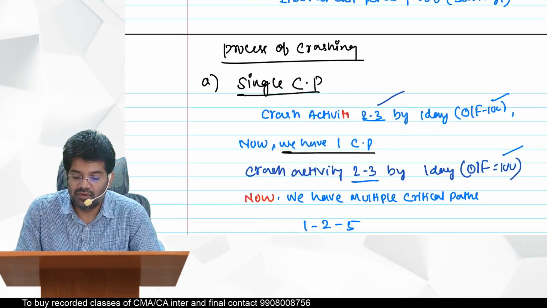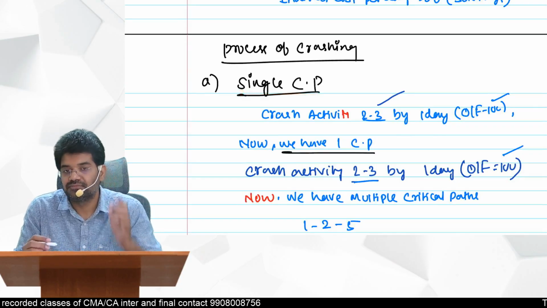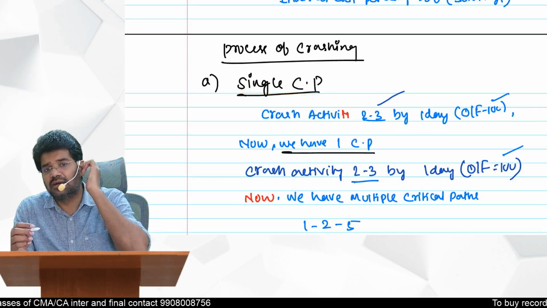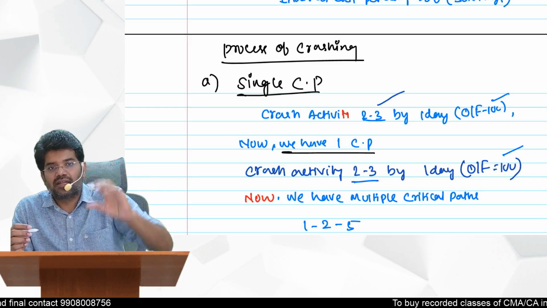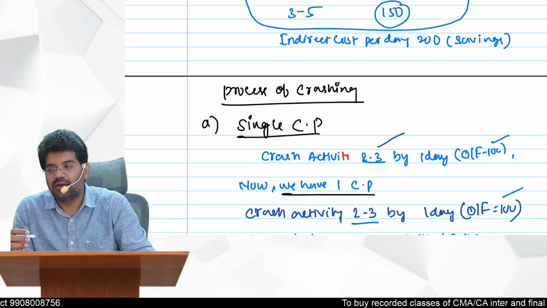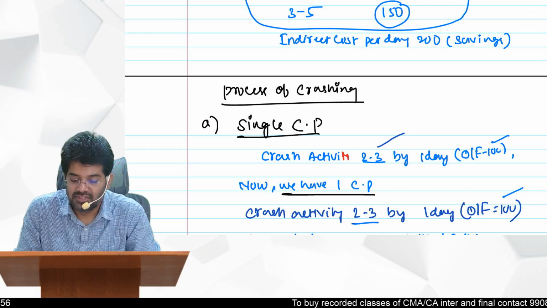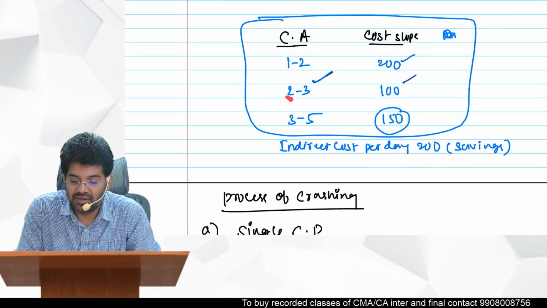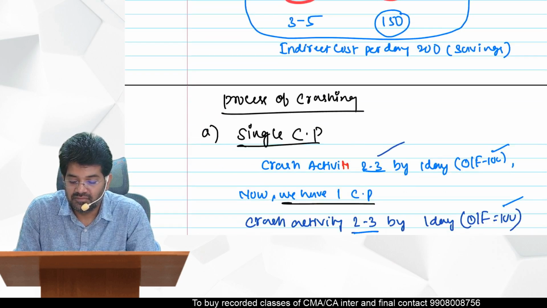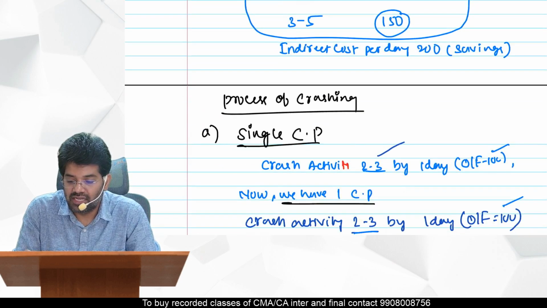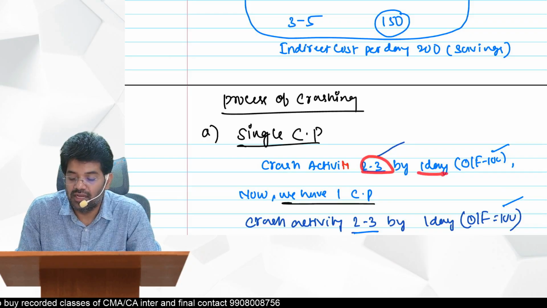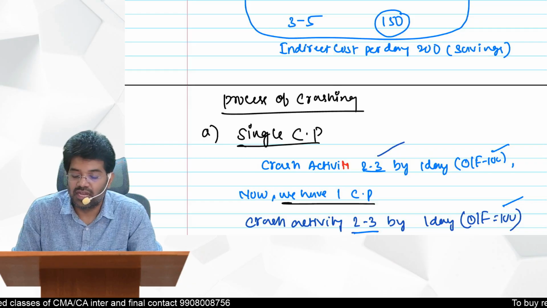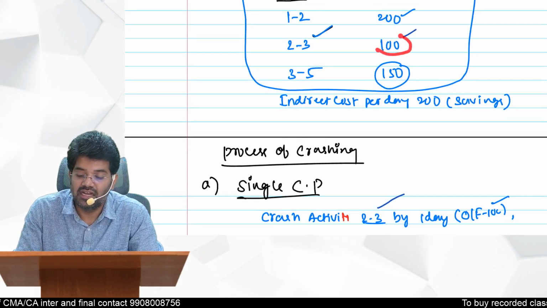So whenever you have only one single critical path, directly you can compare the least cost slope activity cost with the indirect cost saved. So here the least cost activity is 2 to 3, 100. And you can compare this with the savings. What is the savings? 200. So now we can crash this 2 to 3 activity by 1 day. If you crash by 1 day, what is the extra cost you will incur? 100 rupees is the outflow.